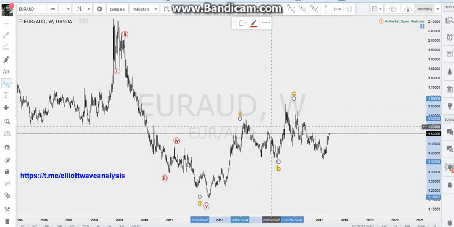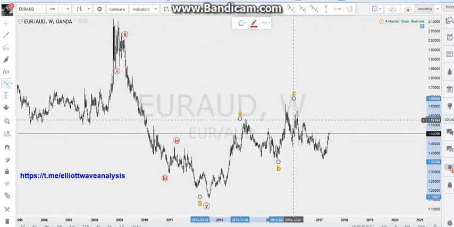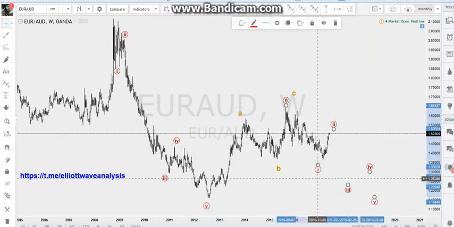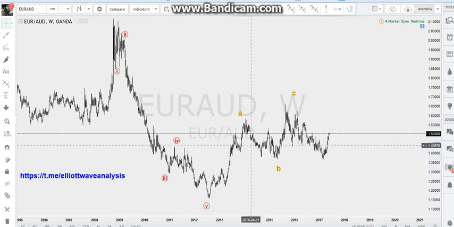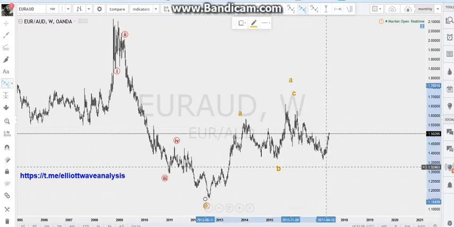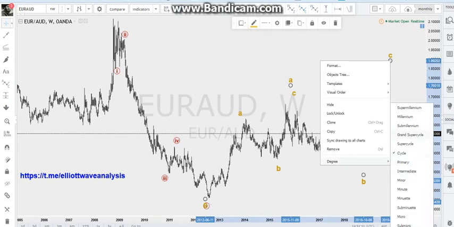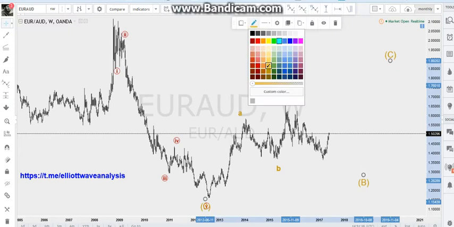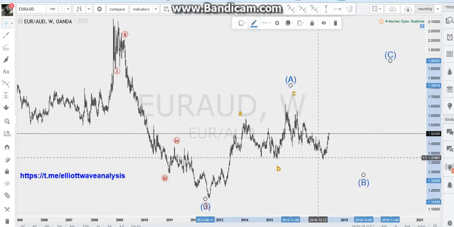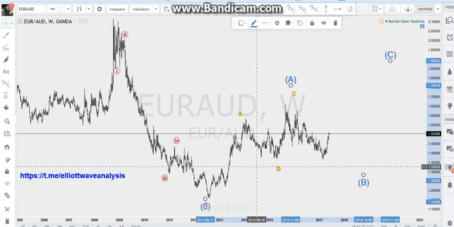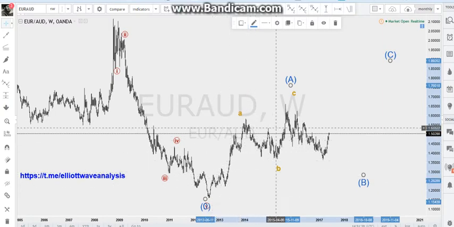I'm trying to explain some scenarios in this pair. It may be A, B, C, and we may have this structure 1, 2, 3, 4, 5, and go on for the downtrend. Or it may be just A, B, C, where it would be A, and we have another big one B and big C, and it may be like this. I will test this A, B, C in the subwaves, and I will show you whether they are A, B, C or another pattern.